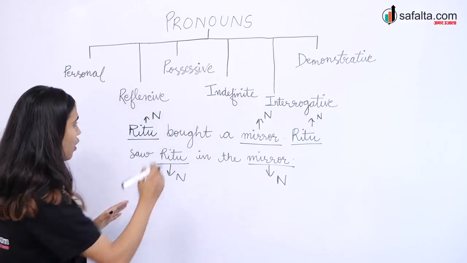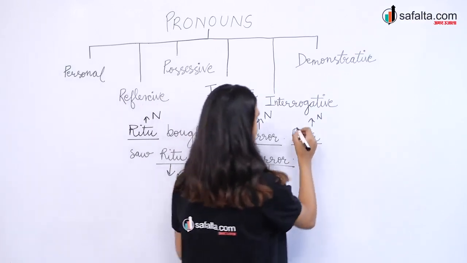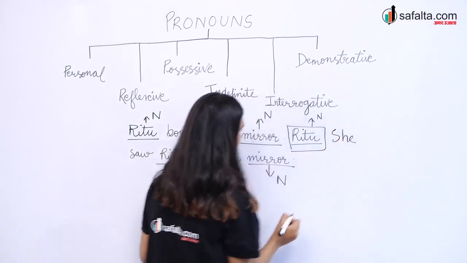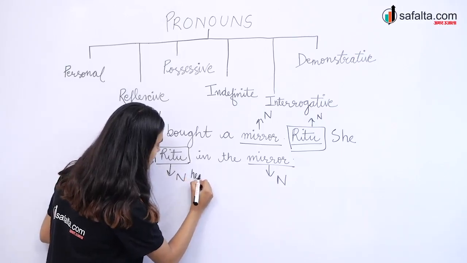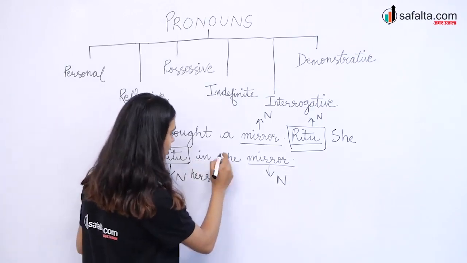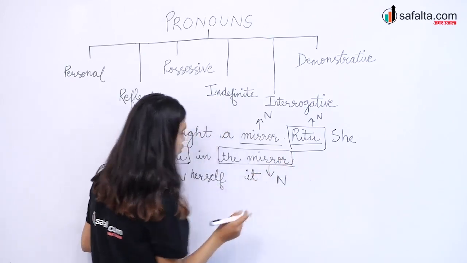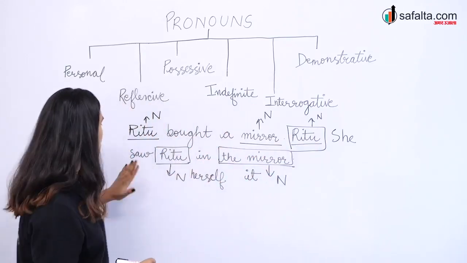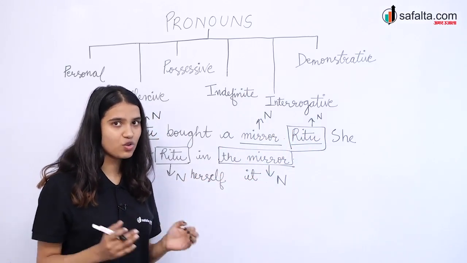Now, instead of repeating the nouns, if I say Ritu bought a mirror, instead of writing Ritu again, what if I write she saw herself in, and instead of writing the mirror, I write it. So the sentence becomes: Ritu bought a mirror. She saw herself in it. It becomes easier now and less complicated.